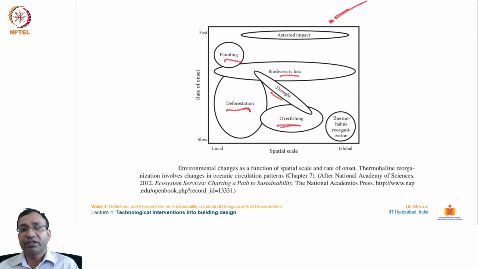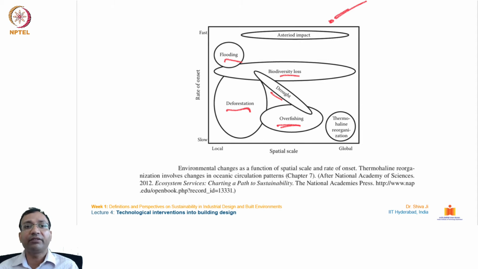So in an overall sense, if we see what could cause damage to our planet, on the x dimension, it's the spatial scale, whether it is local or global. And on the y dimension, it is the rate of onset, the rate at which how fast it can impact, from slow to fast. So for example, a weird example of asteroid impact is given at the top. This has the potential to work from the local to the global level, and if it falls on any unfortunate day, god forbid, it can cause extensive damage, and it can happen at a very fast rate.